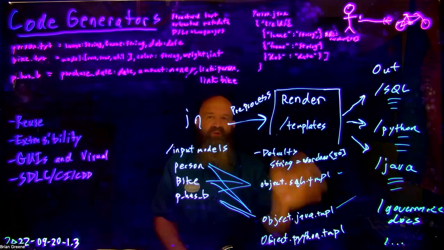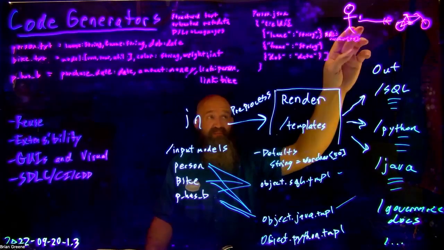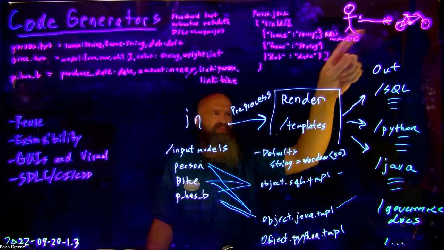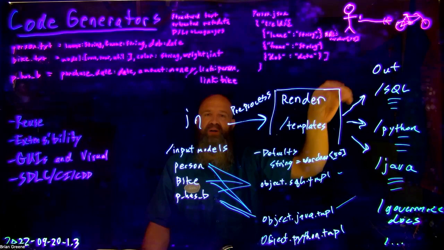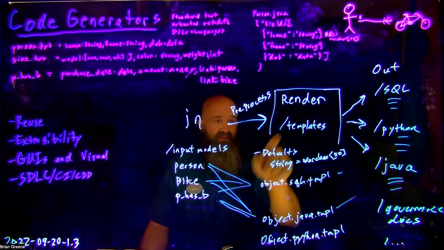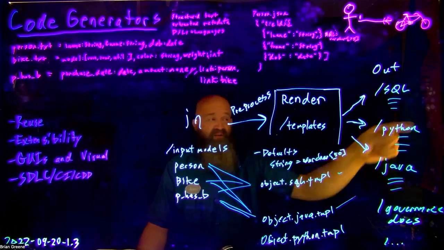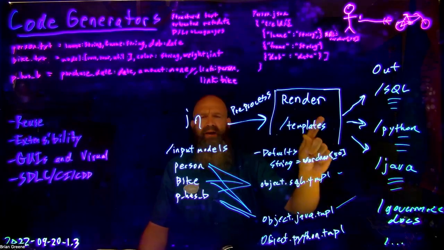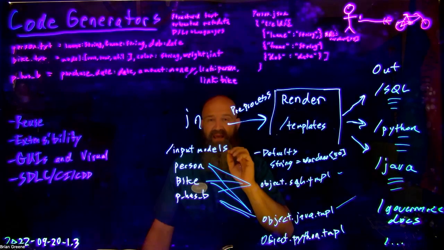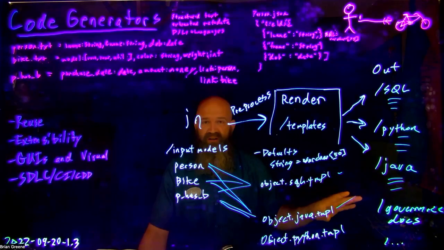So, a quick review. We've got bicycles, we've got people, we've got a relationship between them. It looks like people buy them. Maybe we have some cardinality we can talk about. We've got input models in our project. We've got some templates. We've got some output. We're going to make SQL, Python, Java, governance docs. We've got this all in one cool little repository. And our coworkers think that we are a miracle worker, right?